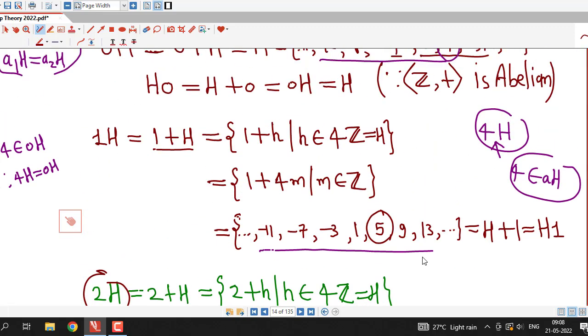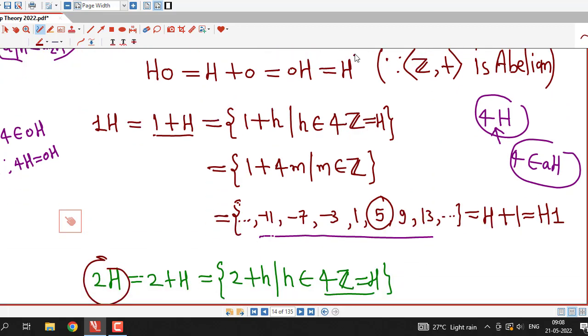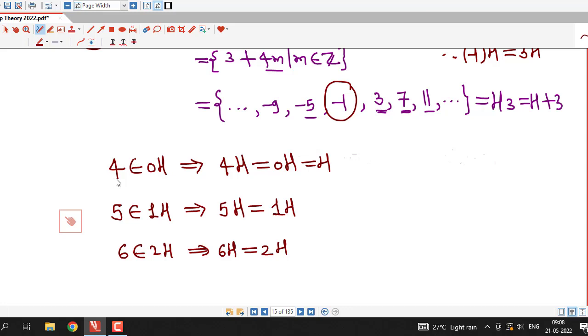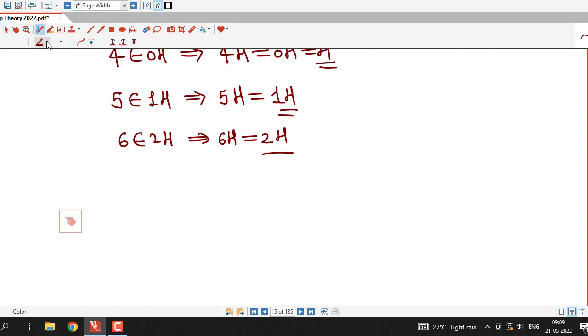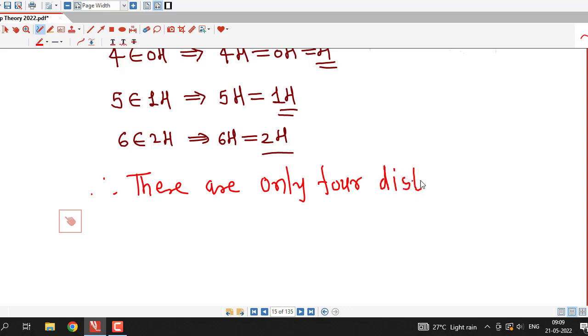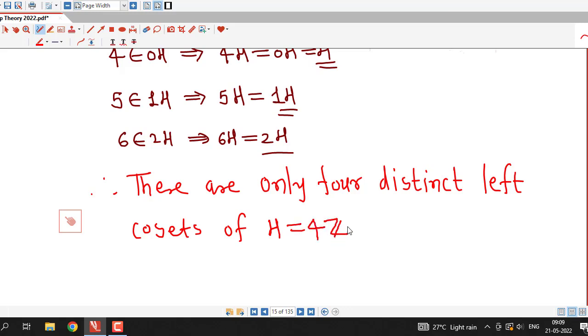So now if we continue in this way, all these left cosets are repeating. Left cosets corresponding to 0, 1, 2 and 3, and for the remaining elements all these cosets are repeated. So there are only 4 distinct left cosets, as well as only 4 distinct right cosets, because our group is Abelian. So we can write that there are only 4 distinct left cosets of the subgroup H equal to 4Z as listed below.